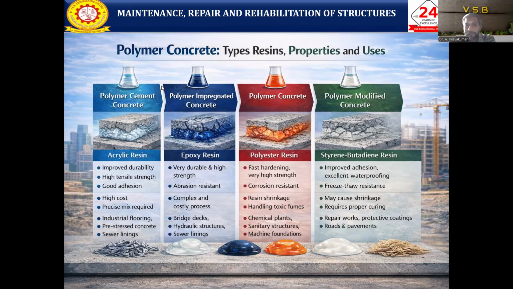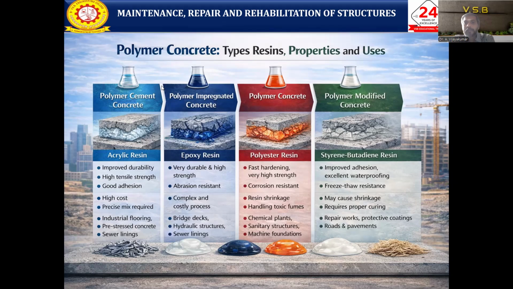Next, in polymer concrete, polyester is the resin we use to make a structure. It hardens very fast compared to the other resins, very high strength can be attained, and it is very corrosion resistant. So where corrosion will occur, there we can use polyester resin. What is the disadvantage? The resin shrinks very easily, and when handling it there are toxic fumes, which are very difficult for people inhaling them. This type of resin can be used for chemical plants, sanitary structures, and foundations.